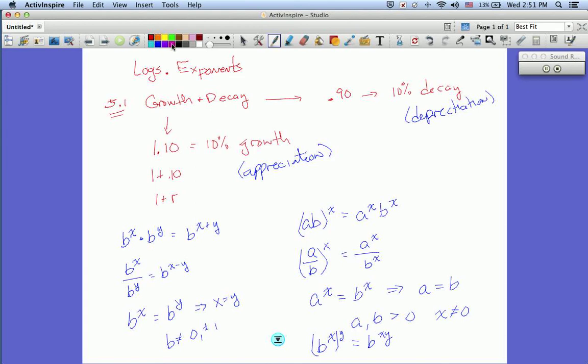Keeping in mind, one thing I did not mention here, we'll throw it over to the side, b to the negative 1 is 1 over b. Okay, we have that one, and by definition, b to the 0 is 1. There is Unit 1 in a nutshell. Let's keep on trucking along.